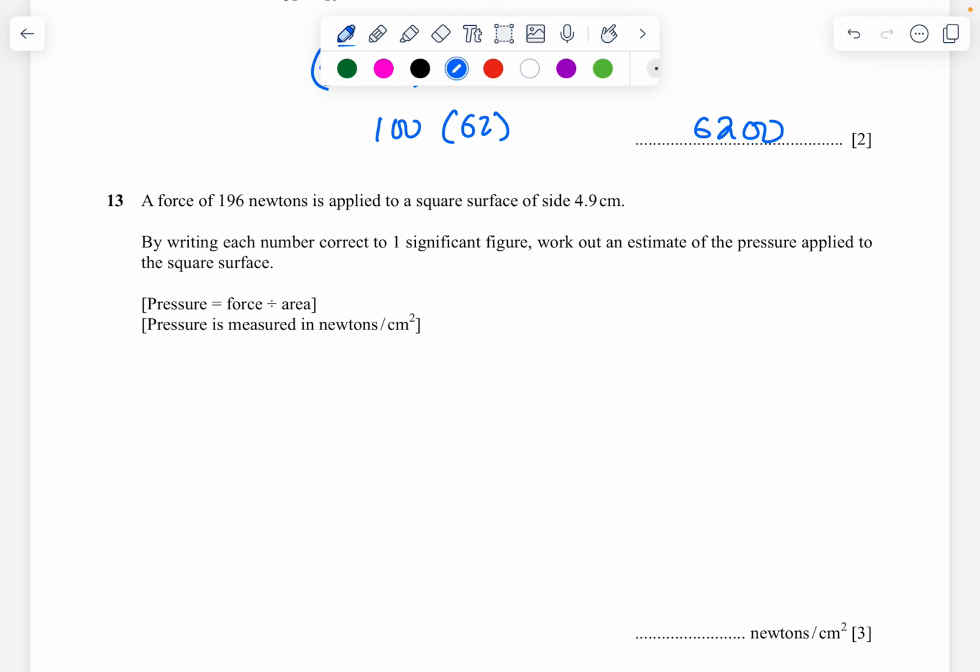A force of 196 newtons is applied to a square surface of side 4.9 centimeters. By writing each number to one significant figure, write down the estimation of the pressure applied on the square surface area. So, writing down each number to correct to one significant figure. 196 can be written as 200 newtons. Then 4.9 centimeters can be written as 5 centimeters.